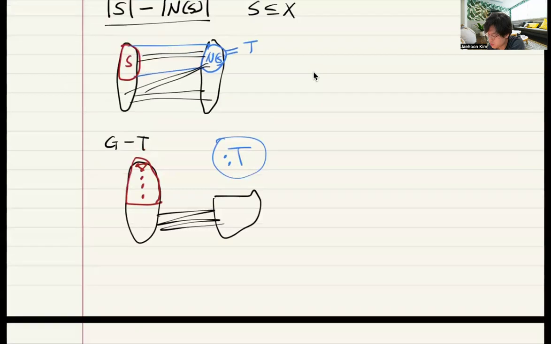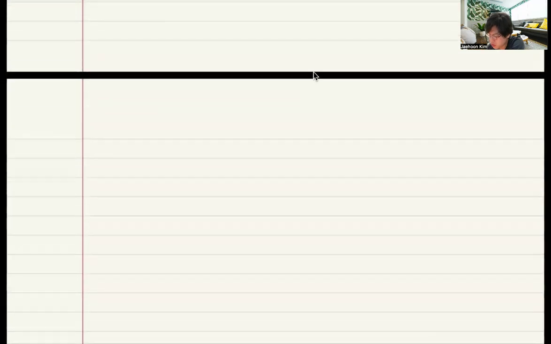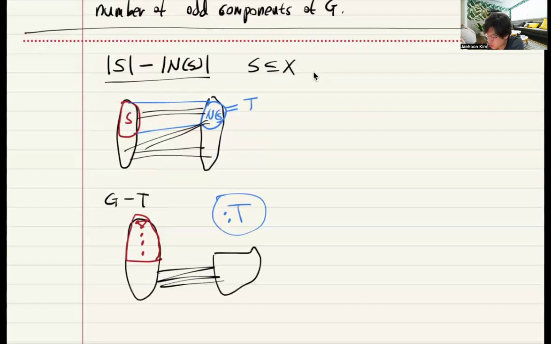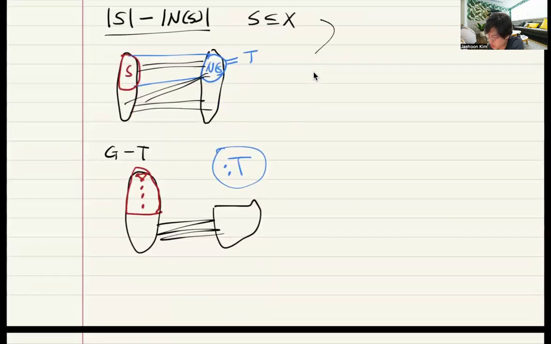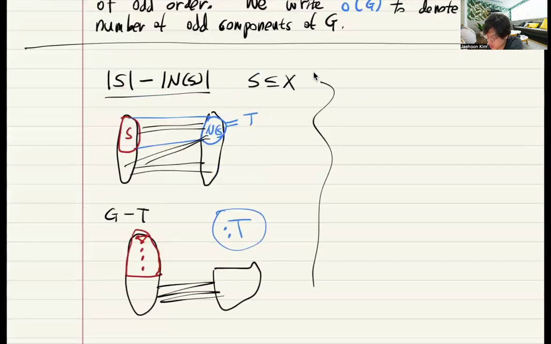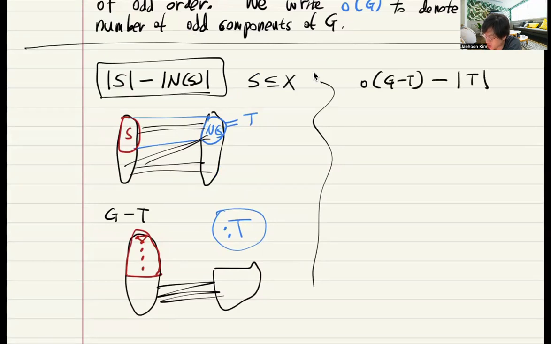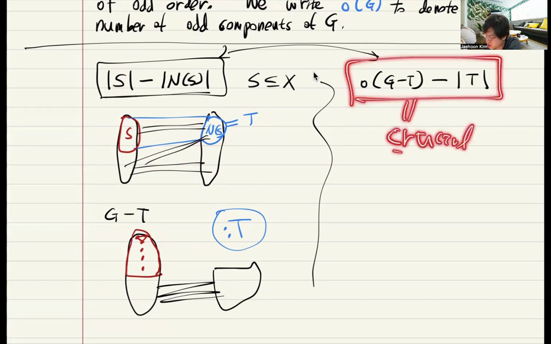Based on this, this suggests that this quantity was actually the number of odd components in G minus T minus the size of T. They were the same when T was discrete. So maybe that was the more crucial quantity.